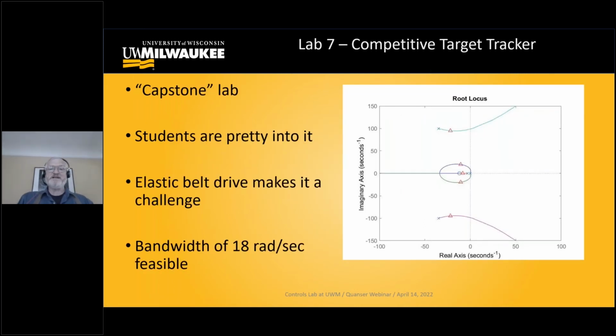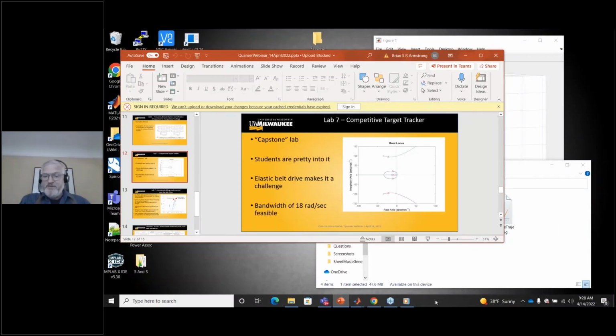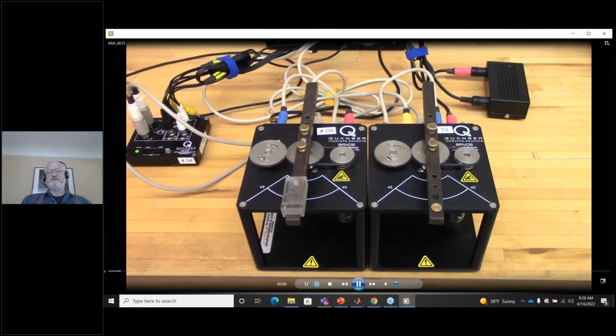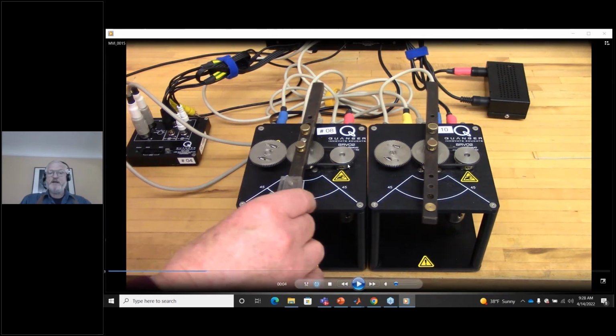So all of that brings us to the capstone. And let me switch now to some videos that I have. I'll explain what our capstone challenge is. So we take two SRV-02 units and set them up in a target tracker configuration. We could call this leader and follower. And the one on the left, I control.